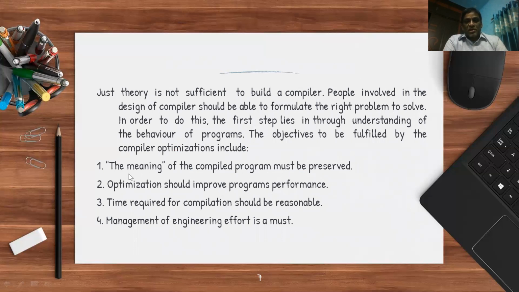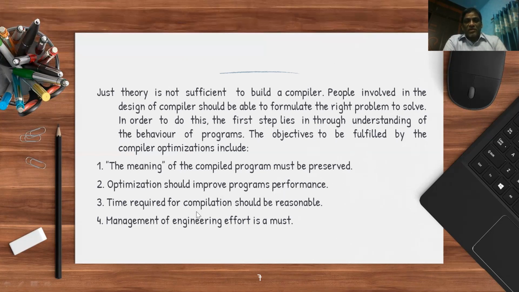We should be following these four rules, otherwise the compiler may not be efficient. The second objective is optimization should improve the program's performance. That means instead of using the line to line conversion, if we optimize the code, the performance of the program must be improved. That is what we expect from optimization, right?